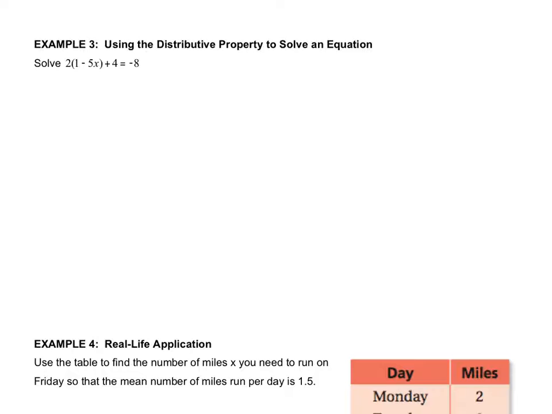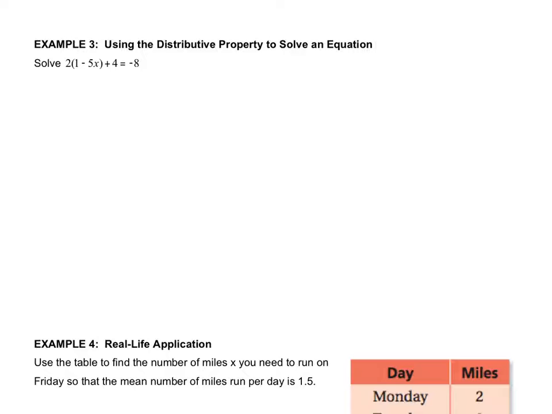Here, now we get into another one. We want to do some combining of some things first, but remember, we have our distributive property. So remember, on the distributive property, you have to multiply that outside number by both of the inside terms. Each of those things are terms, both the 1 and the negative 5x.